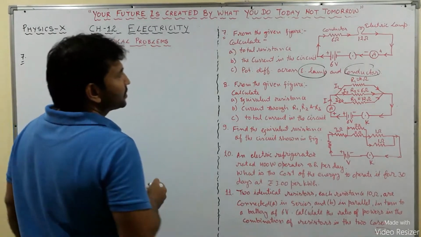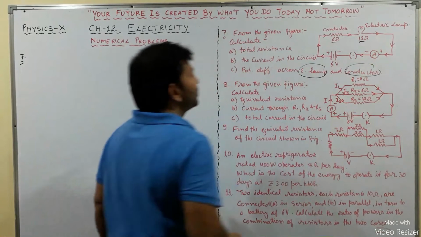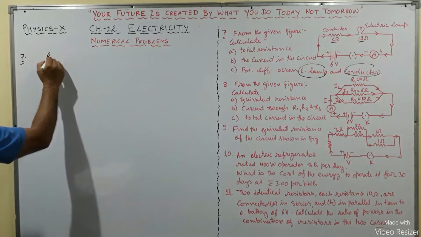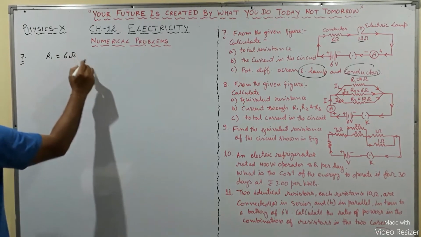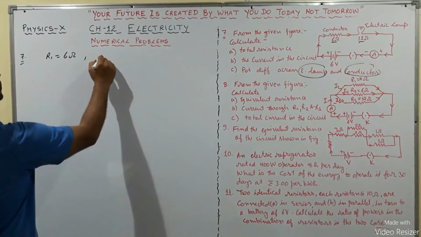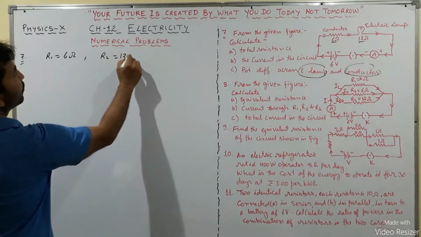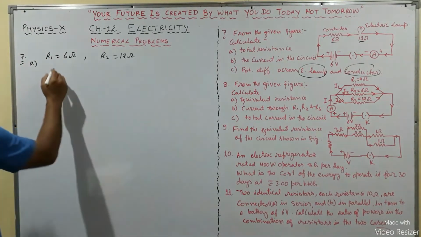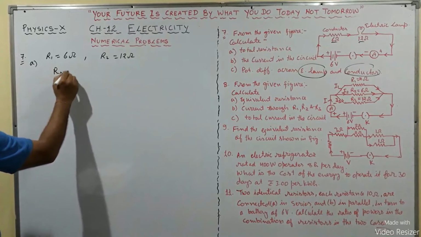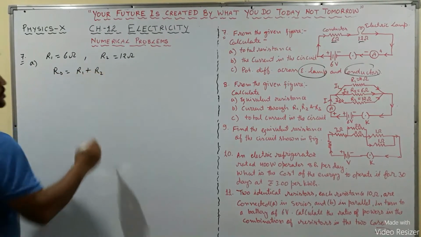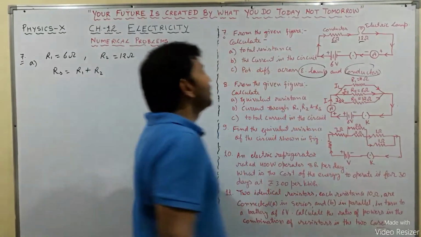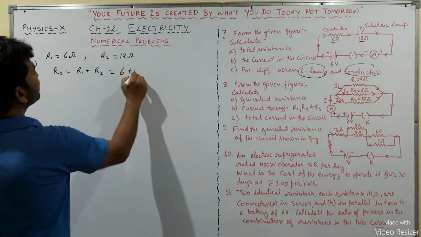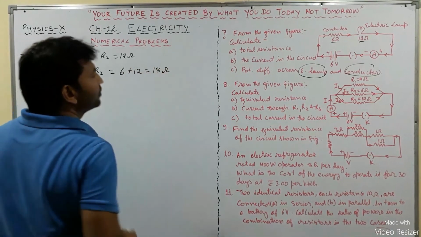To find the total resistance, we need the resistance of the conductor and that of the electric lamp. Let the resistance of the conductor be R1, that is 6 ohm, and that of the electric lamp be R2, that is 12 ohm. So to find the total resistance, we need to use the formula Rs is equal to R1 plus R2. Since the conductor and electric lamp are connected in series, we use this formula. Putting the values, 6 plus 12, that is 18 ohm is the answer.